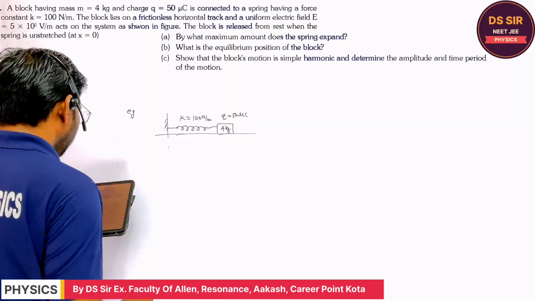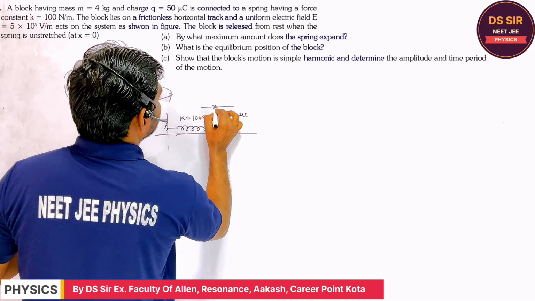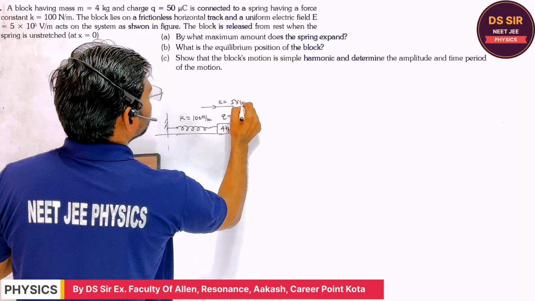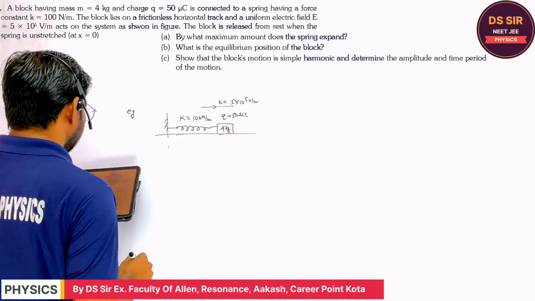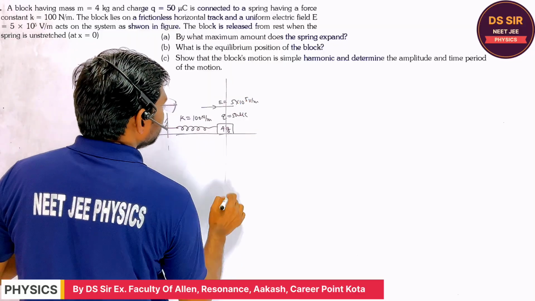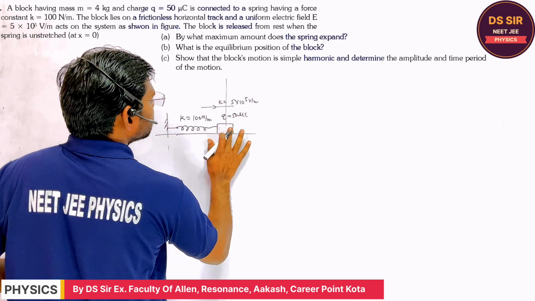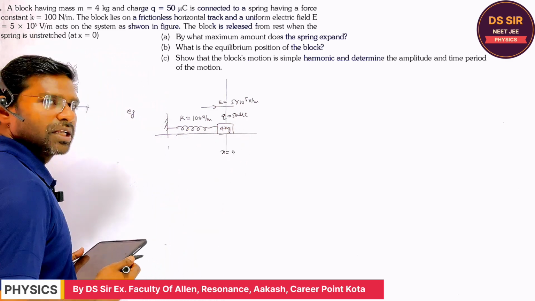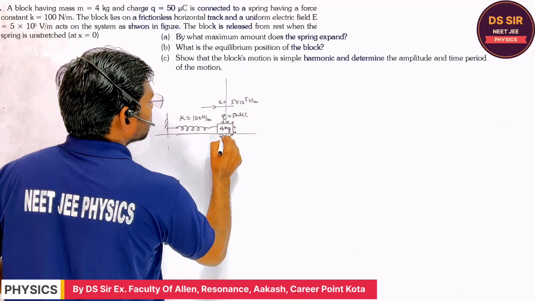The block lies on the frictionless horizontal track and a uniform electric field E acts on the system as shown. The uniform electric field is equal to what? 5 into 10 to the power 5 volt per meter. Initially it is x equal to 0. Is it clear or not, you tell? If this is x equal to 0 and this is the 4 kg block, is it clear or not? So if this is the plus charge, tell me, right?